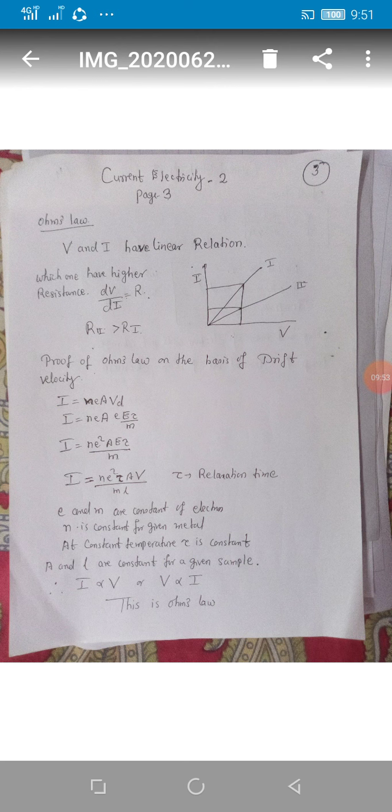As I have drawn the graph on the screen, can you see it? I have named it first and second. So which one will have higher resistance in this? Just student, you check it on your own whether R2 is greater than R1 or not. Simply find the slope, the ratio dV by dI.